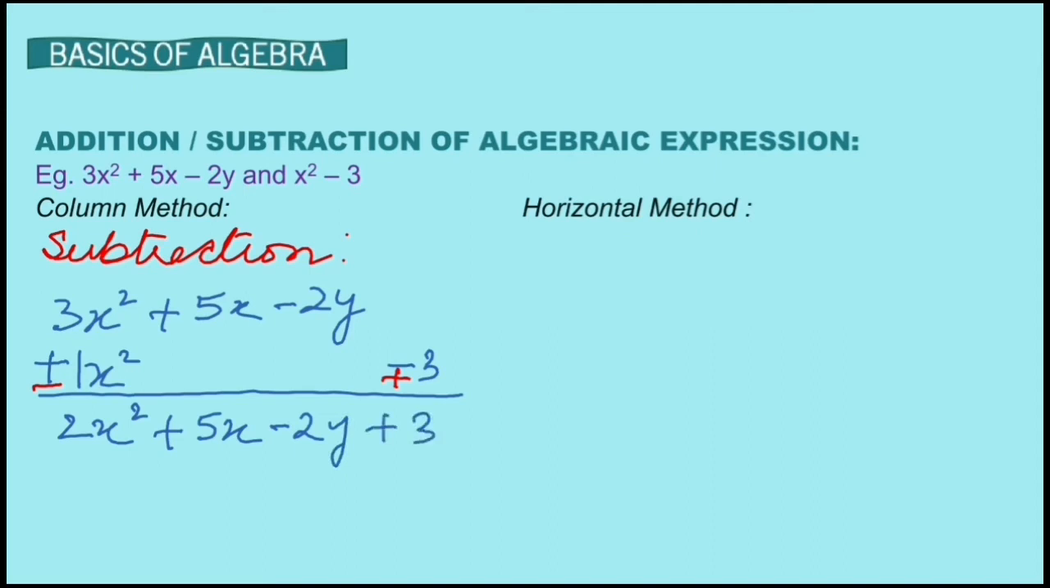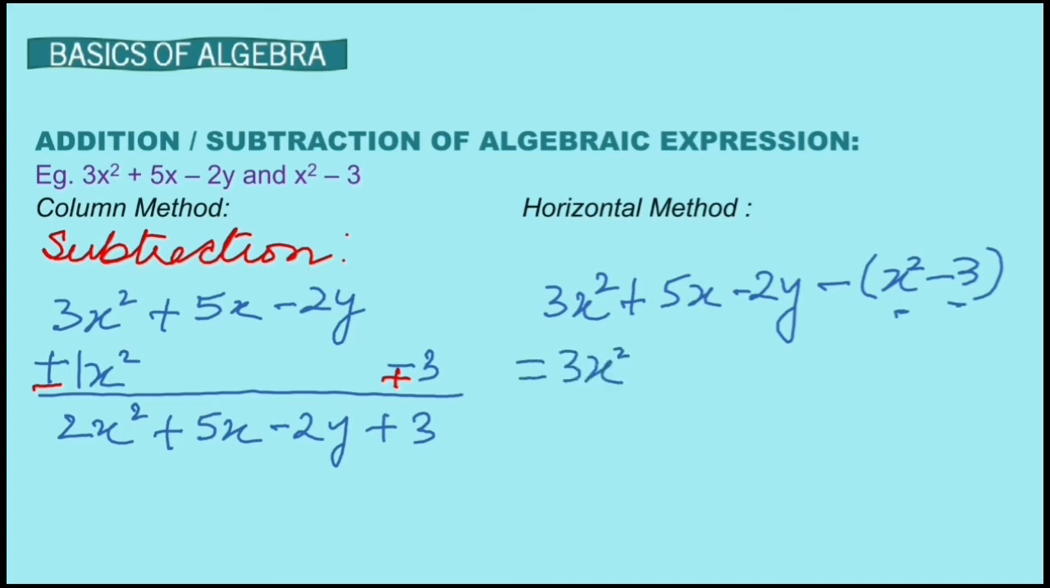In the horizontal method, we will be writing in the same way, but we will put a minus sign between the two expressions and we will take the second one in brackets. Because we are going to use the distributive property of multiplication over addition, in simple words, we are going to multiply the minus sign with all the terms of the bracket and this will result in a change of sign in every term of the bracket. So remove the brackets and write the whole expression again. So we get 3x square plus 5x minus 2y minus x square plus 3.